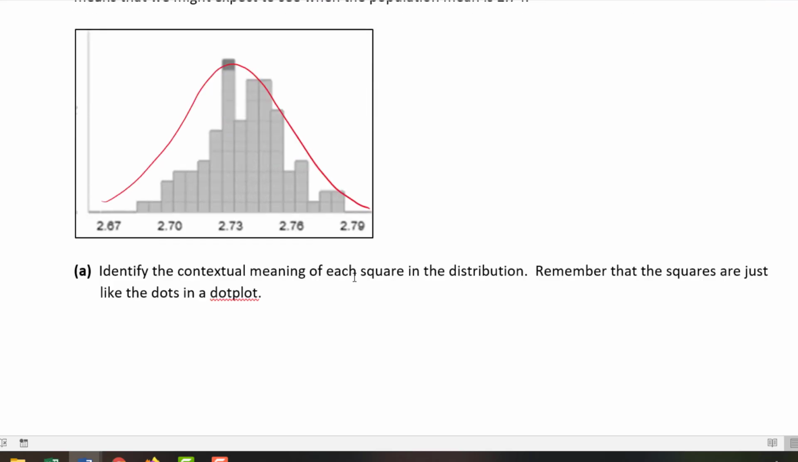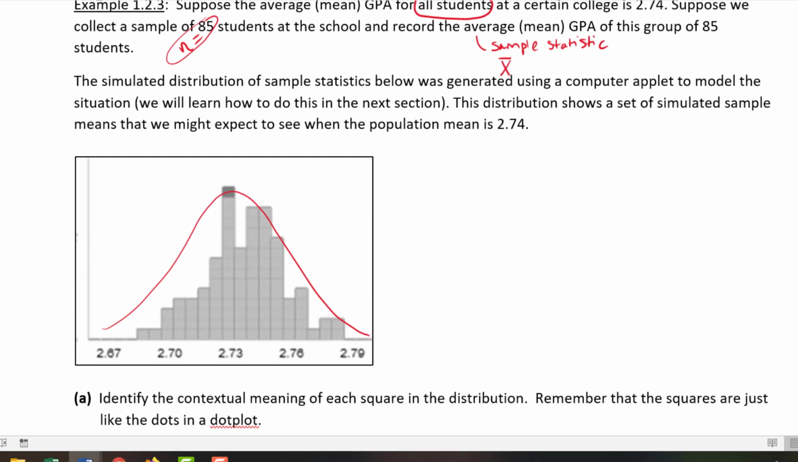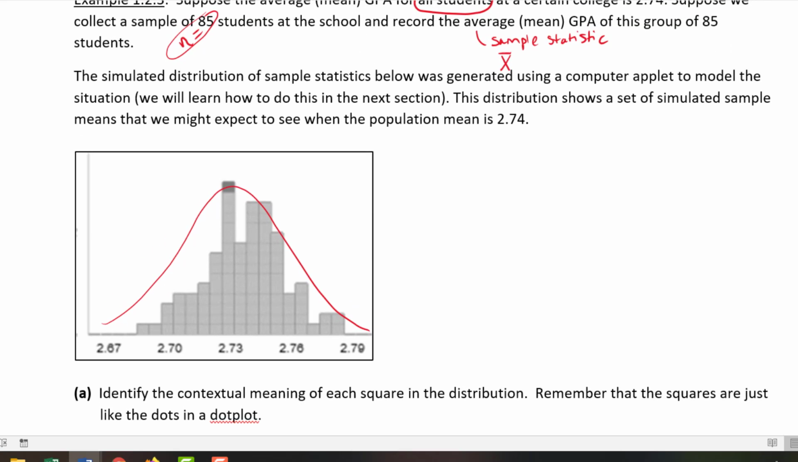The first question asks us to identify the contextual meaning of each square in the distribution. Remember, each square represents a sample statistic if we know that the true population mean is 2.74. So each of those little squares is an X bar, a sample statistic from a simulation where they collected a sample of 85 students and found their sample mean of the 85 students.